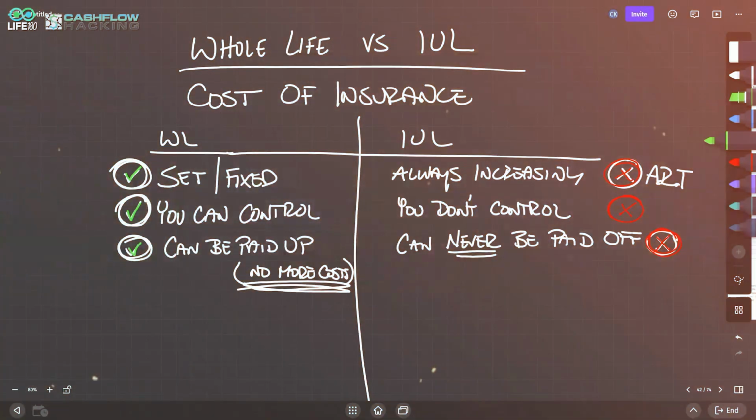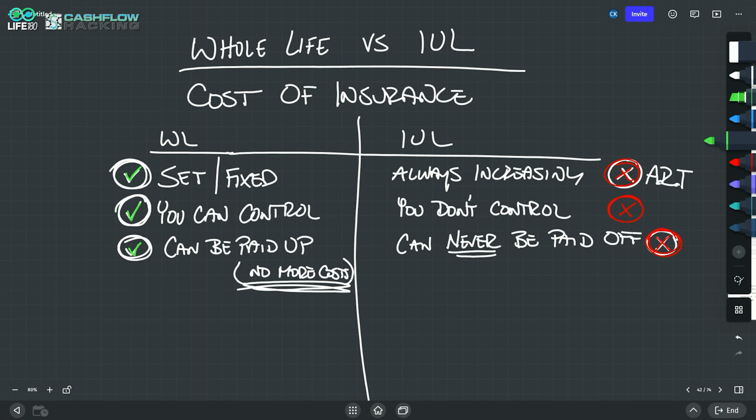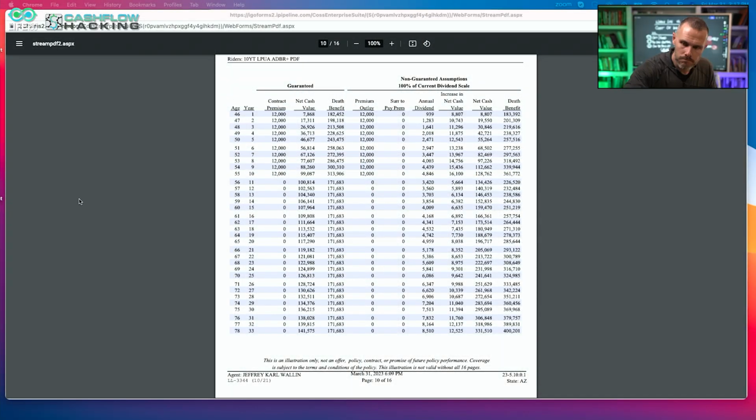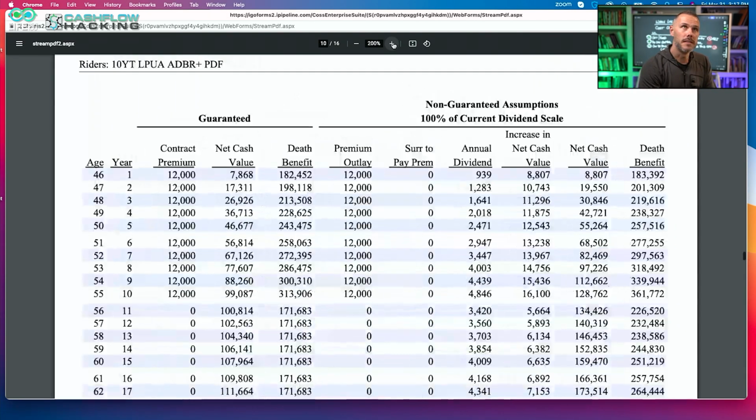So I'm going to show you a whole life insurance policy first because it's just simpler, and I just want to get the simple out of the way. Actually, I got to go here, there we go. So as I go here, what I want to do is I'm going to zoom in on this for you so you can see it. So what I want to do here is this is a whole life policy.